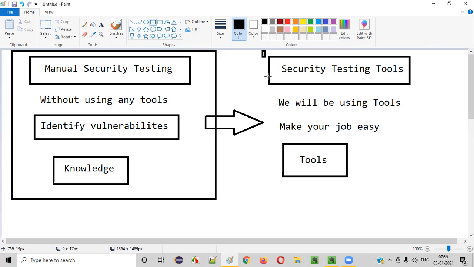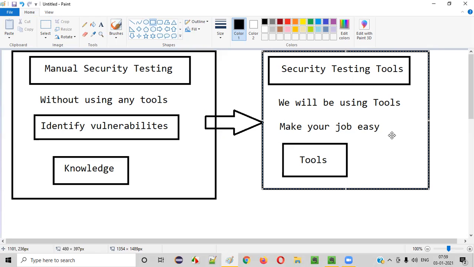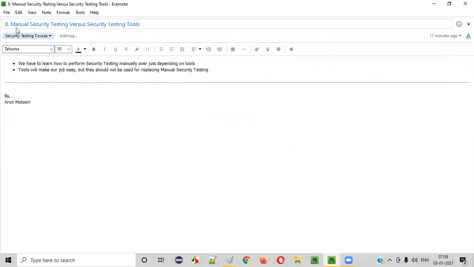Tools are not bad, guys. Tools are also good because they make our job easy. But what matters before is knowledge, right? Knowledge matters. That's why the first preference while learning security testing should be given to manual security testing, and the second preference should be given to learning the security testing tools. So hope, guys, you understood the importance of manual security testing over security testing tools in this session.